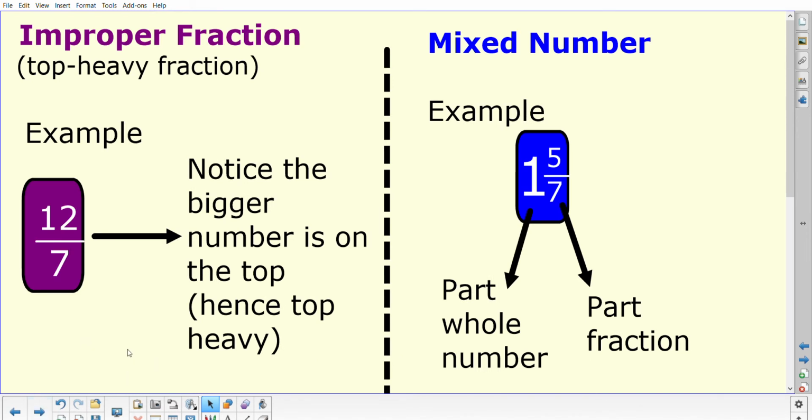Basically, an improper fraction, another term that we would use for that is a top-heavy fraction. It's a fraction where your bigger number is on the top, so the numerator is the bigger number, in other words. With a mixed number, you've got a whole number part and you've got a fraction part.